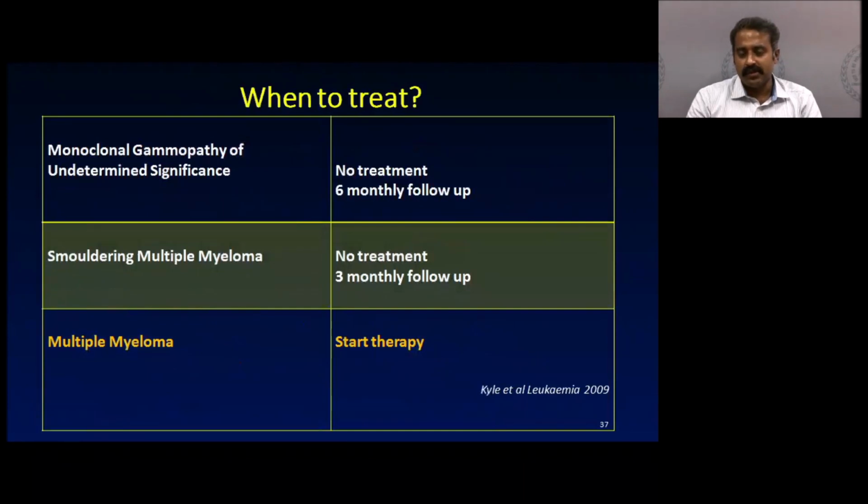Looking at when to treat a patient with plasma cell disorder. As I said, MGUS and smoldering myeloma are the precursor lesions. They are asymptomatic. The patient does not have symptoms and does not have any end organ damage. So in MGUS, there is no need of any treatment. The patient needs only a 6-monthly follow-up. Whereas if it is a smoldering myeloma, you need a closer follow-up, especially in the first 10 years, because the chance of progression to multiple myeloma is maximum in the first 10 years. So here you need 3-monthly follow-up with the blood parameters. If a patient has multiple myeloma, treatment has to be initiated as early as possible.